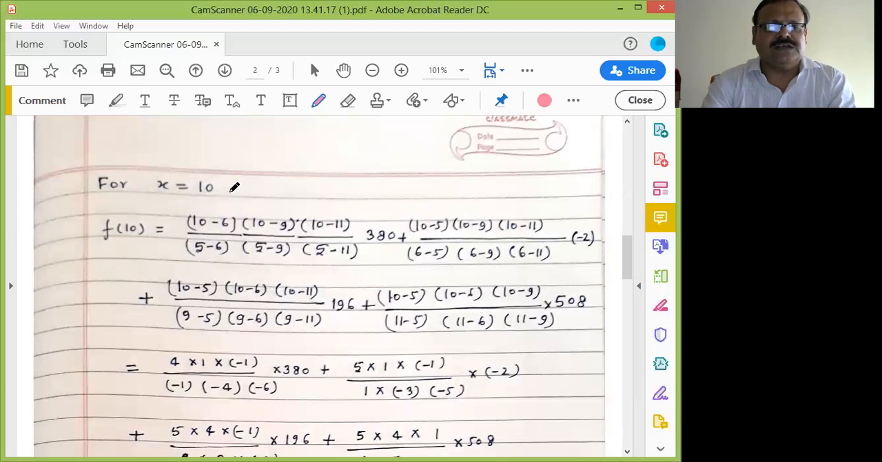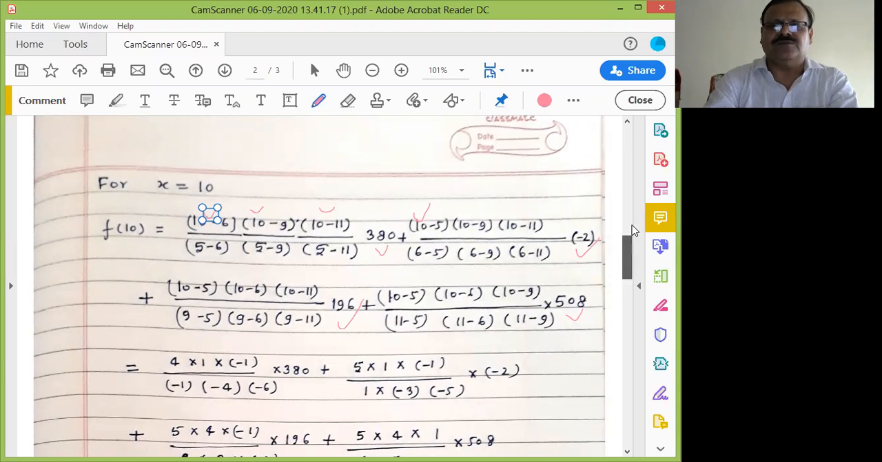For x equal to 10, everywhere you find x, it means 10. And it is y naught, y1, y2, y3. So how long will you write the terms? As many as the functions we have. The values of the function are y naught, y1, y2, y3. So this is the y3.